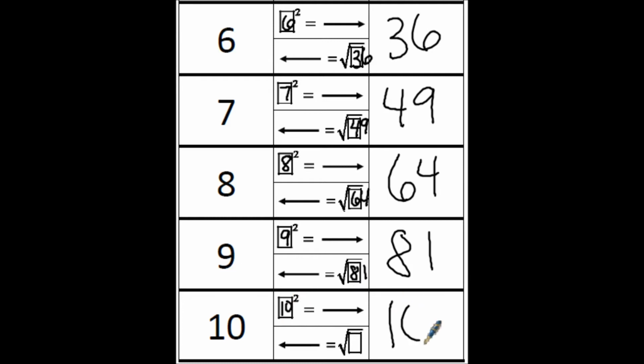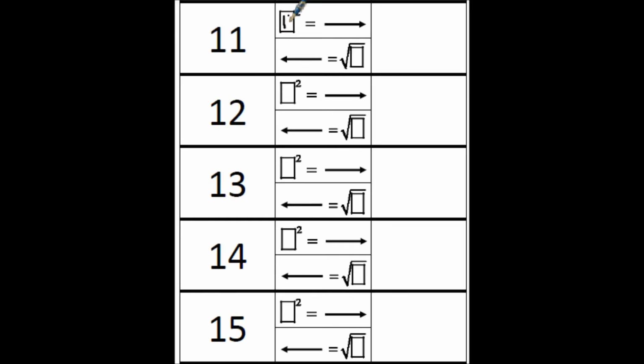Squaring 10 gives us a perfect square of 100, but taking the square root of 100 gets us back to our root of 10. Starting with the root of 11, if we square 11, we'll get our perfect square of 121, and taking the square root of 121 will get us back to our root of 11.